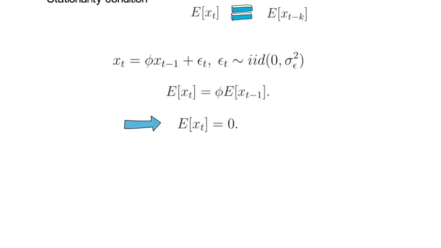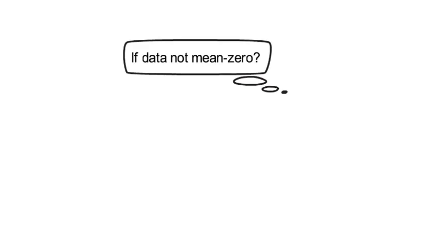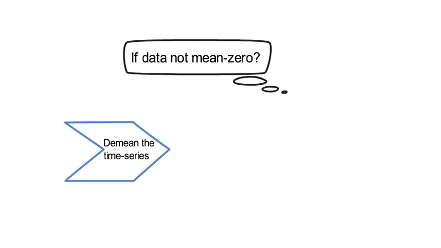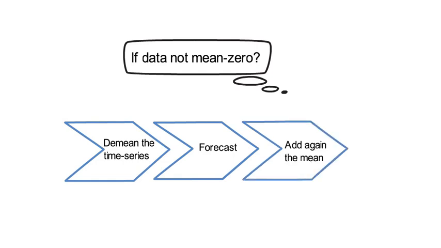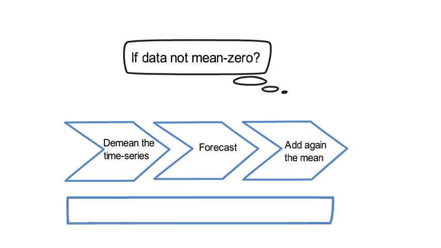Now lastly, what do I do if my data is not mean 0? Well, there are two ways to approach that issue. First, you demean the time series, then you forecast the demeaned time series into the future, and you add again the mean. Now, second, that's the approach I prefer, you account explicitly for a constant in the data generating process.